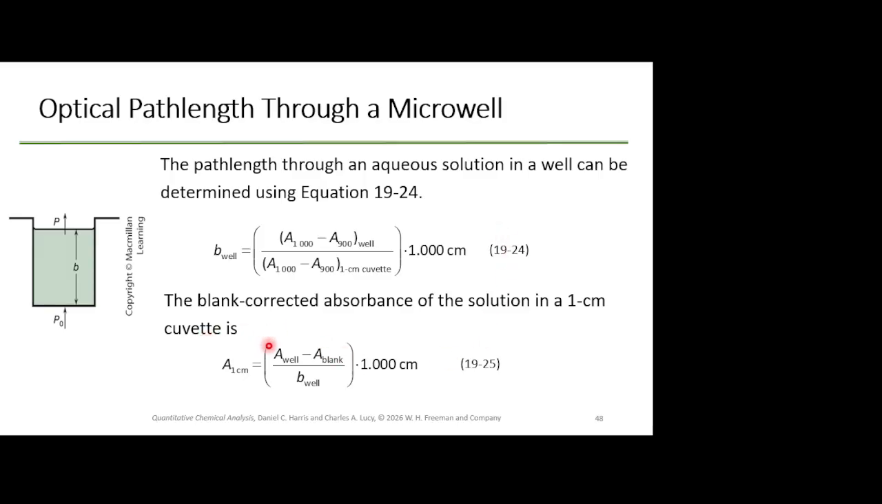That blank correction for the absorbance of your solution in the 1 centimeter cuvette would actually be this right here. This is how you'd calibrate that. So then you could test these very accurately with a cuvette. So you get an extremely accurate measurement. And then you can convert that for use in these microwells.